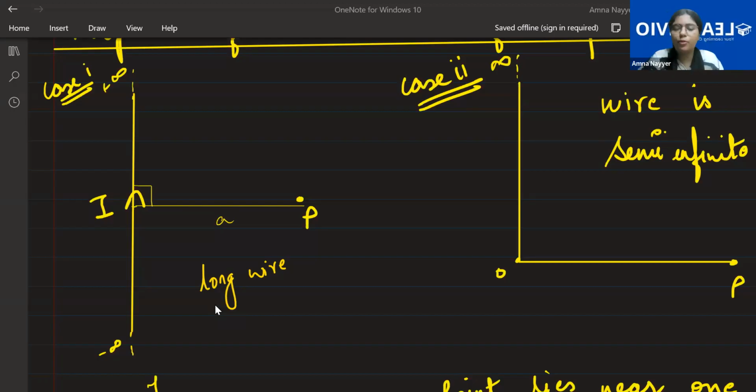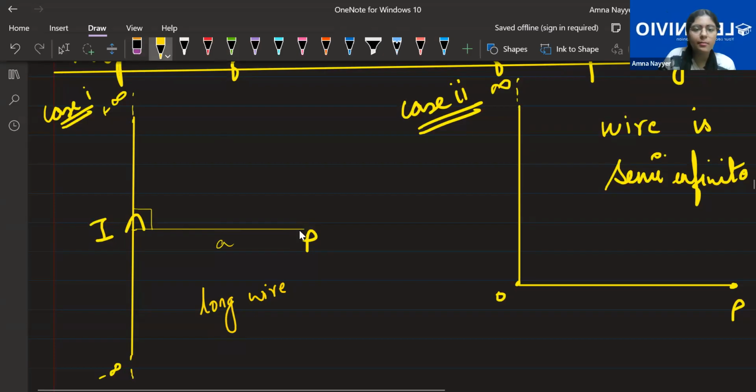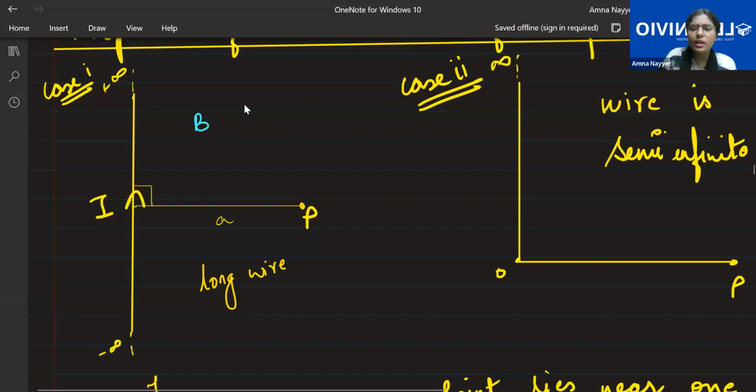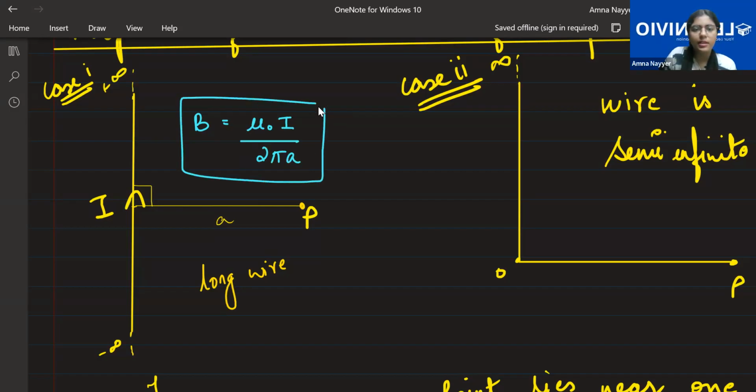Now see, infinitely long wire means you have a wire. Both the edges are pointing up towards infinity. They are getting extended up to infinity. And you have a point. Let's say this is the point P where you are calculating the magnetic field. So the formula, just remember the formula. It actually comes from the main formula of the finite wire. There we put in the angles and then we get the formula. So here the magnetic field will be mu naught I divided by 2 pi a. This is the formula.